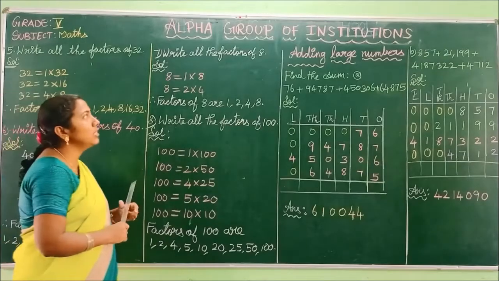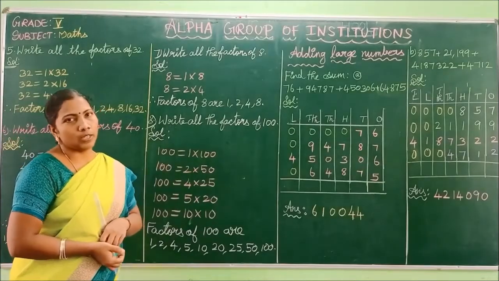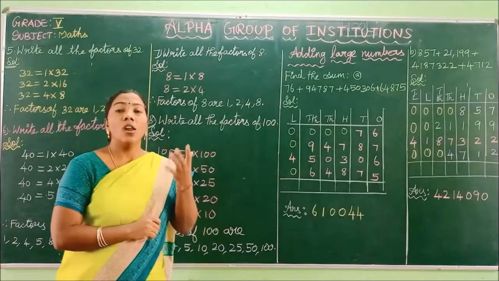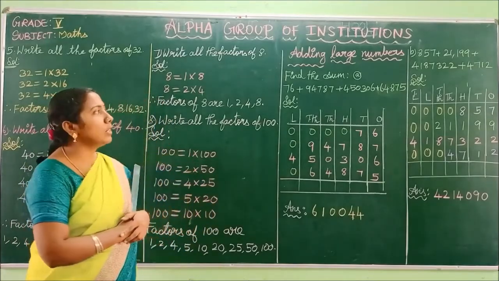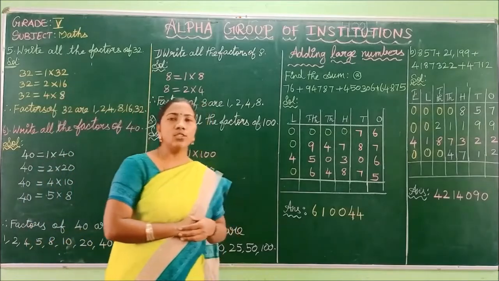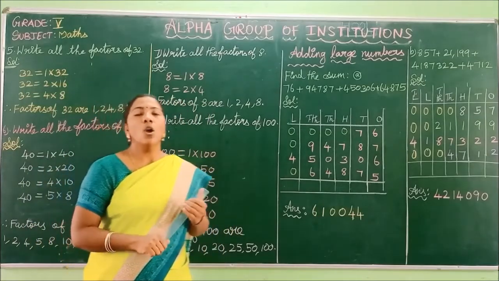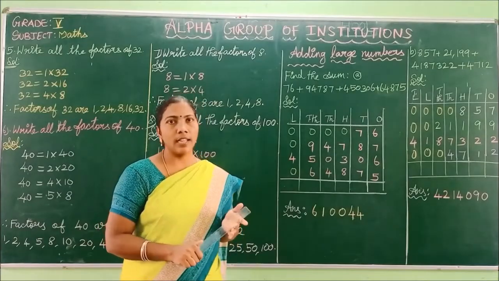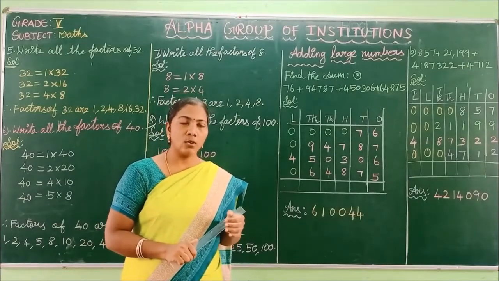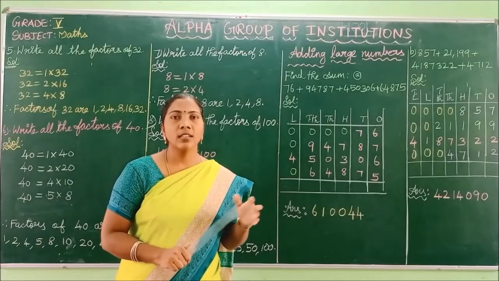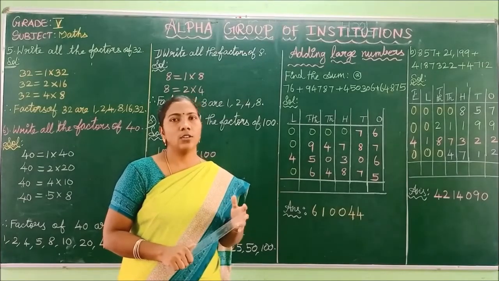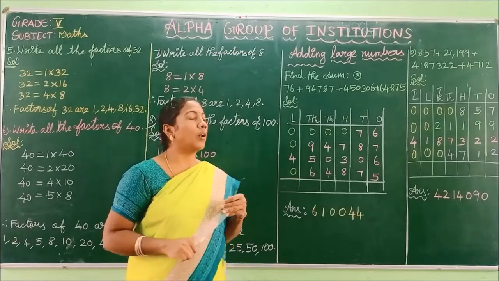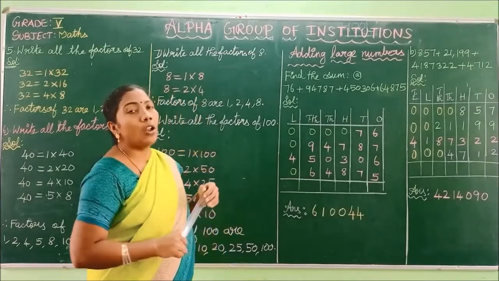Okay. Up to this we are finishing these chapters. Now we are going to see how to add large numbers. Before that, do you know the place value, children? As per the Indian system, what are the place values? Ones, tens, hundreds, thousand, 10,000, and then lakh, 10 lakh, crore, 10 crore. Okay, these are the place values as per the Indian system. Now we are going to add the large numbers.